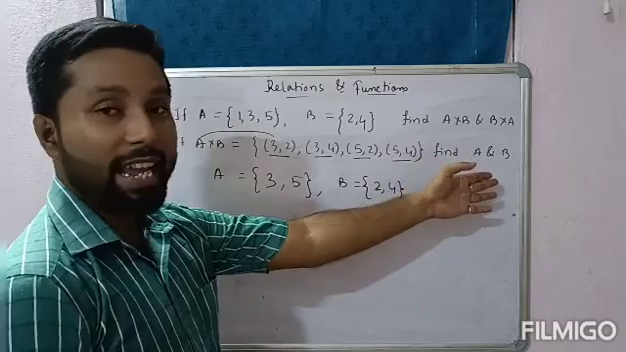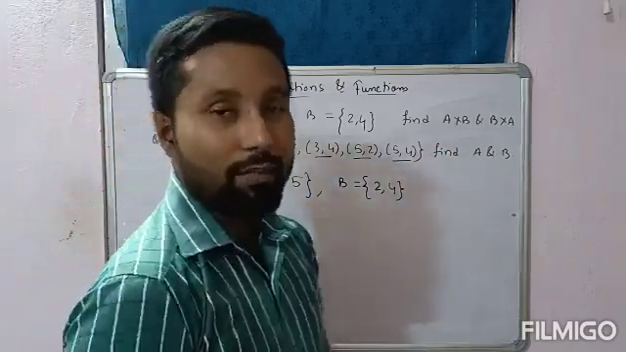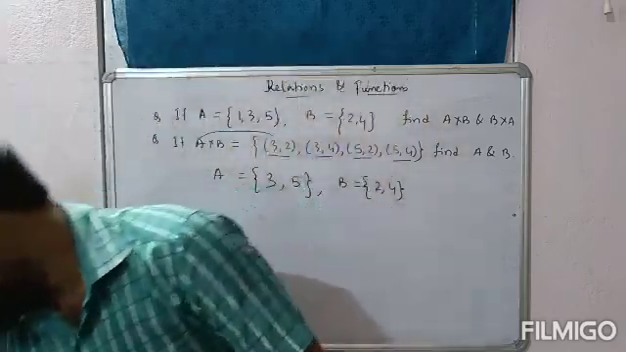So you are asked to find A and B. So these are A and B. Okay, so it's very simple. These basics are very simple. Okay, so this is all about the two examples.